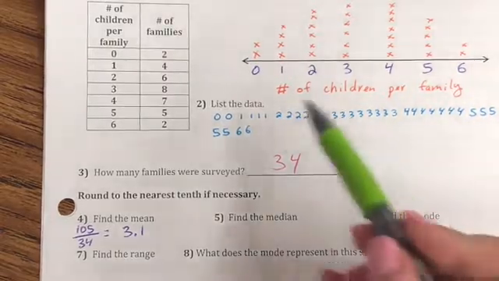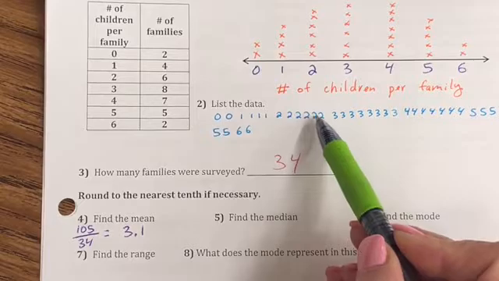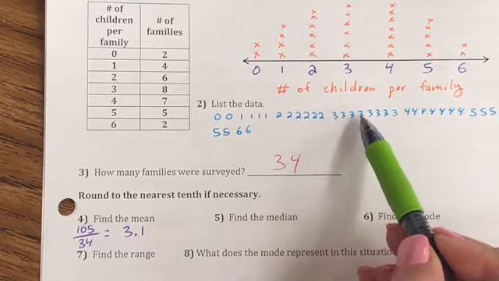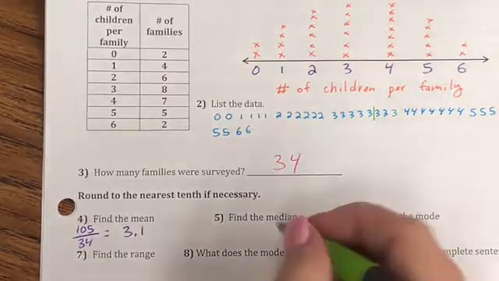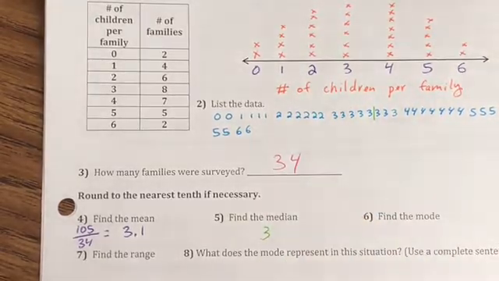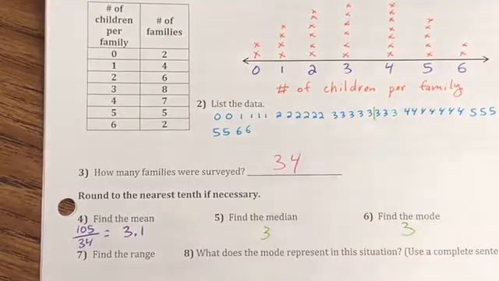The median is the middle number. So it's 34 numbers. So I'm going to count to 17. 1, 2, 3, 4, 5, 6, 7, 8, 9, 10, 11, 12, 13, 14, 15, 16, 17. So it's right there in the middle between those 2 3s. So my median is a 3. The mode is the number that occurs the most, which is also 3. That has the most. That has 8 of them.